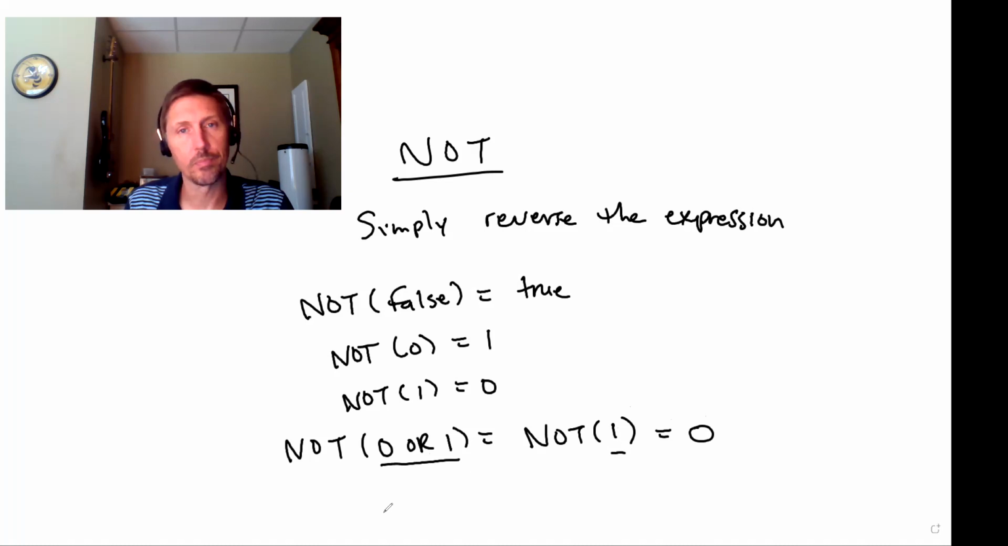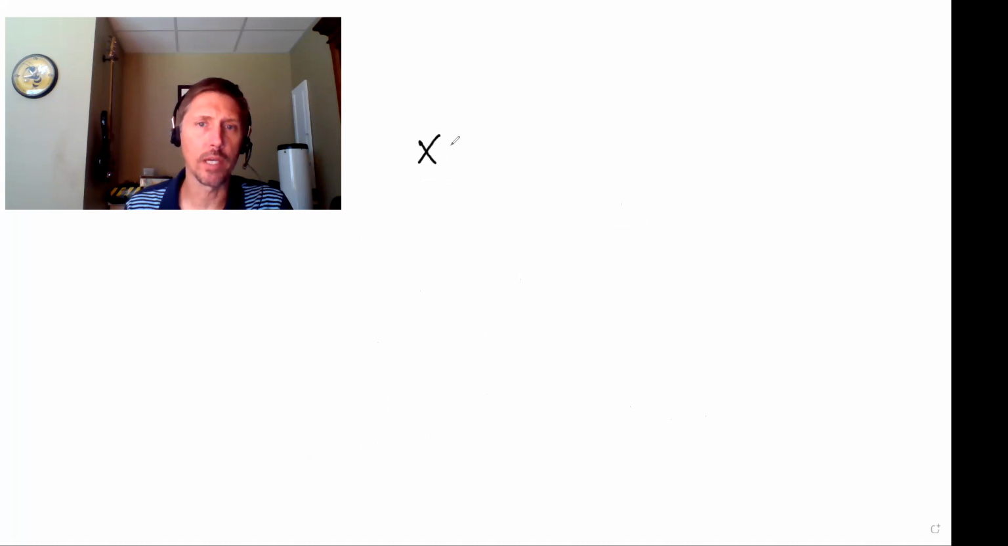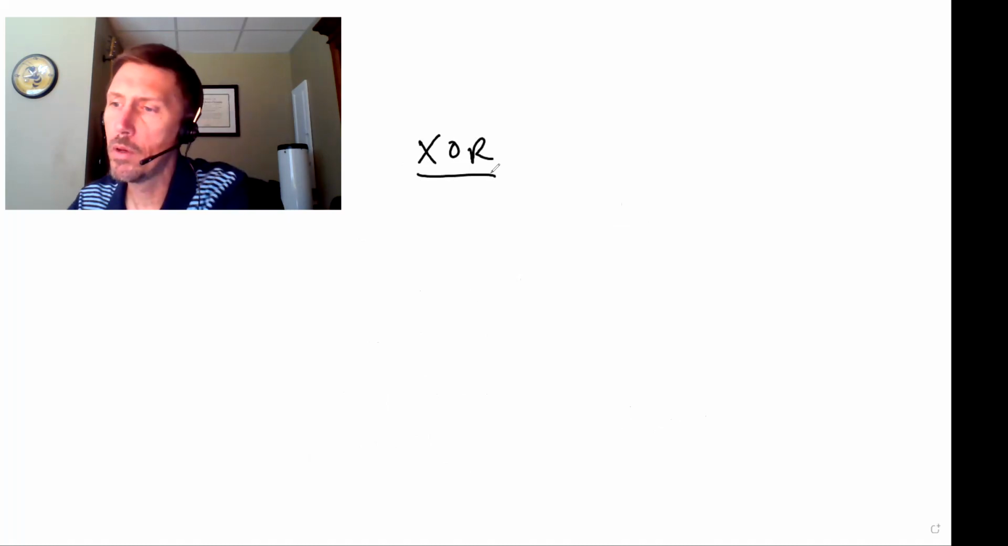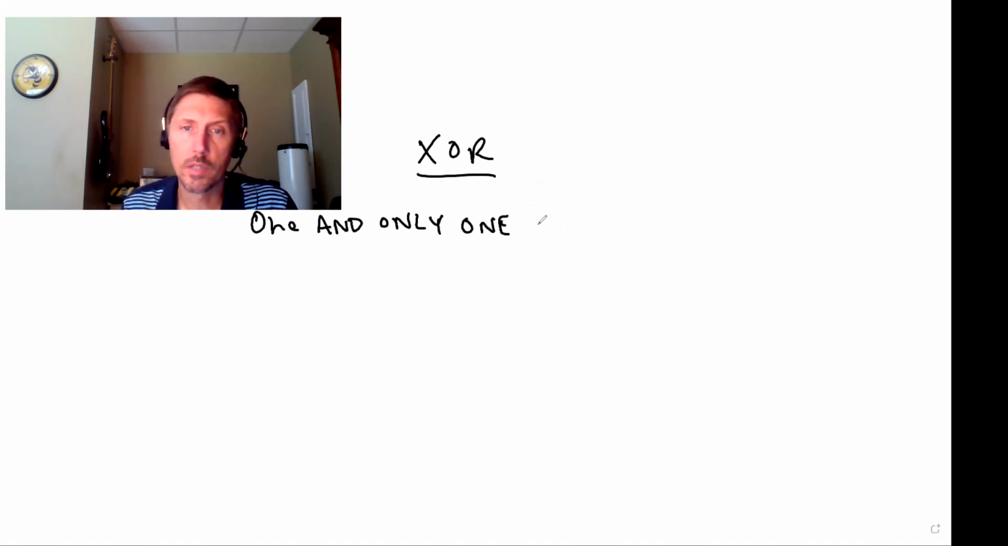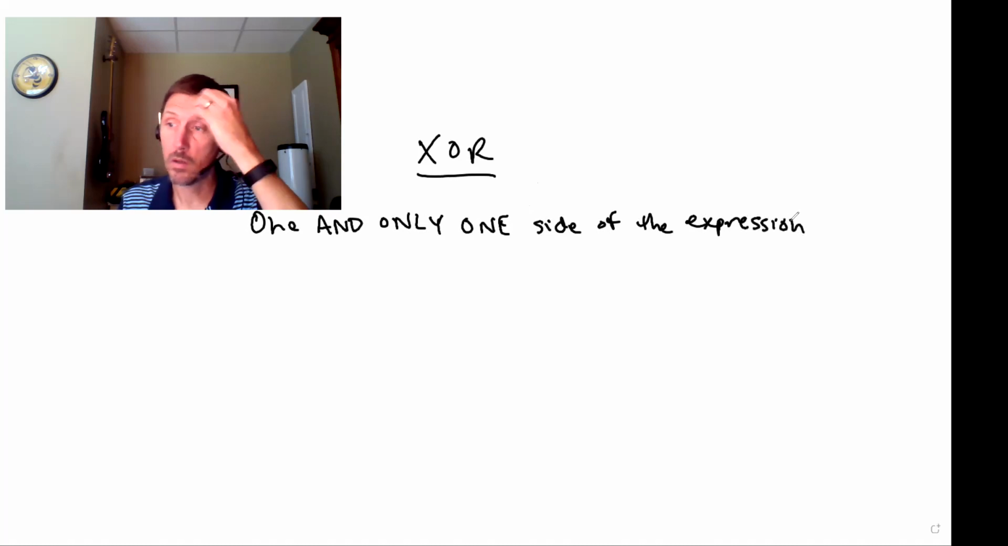Okay. And then there's one last operator we wanted to talk about, and that was the XOR operator. The definition of the XOR operator is that one, this is important here, one and only one side of the expression must be true.